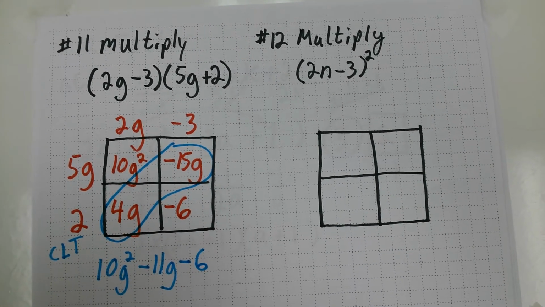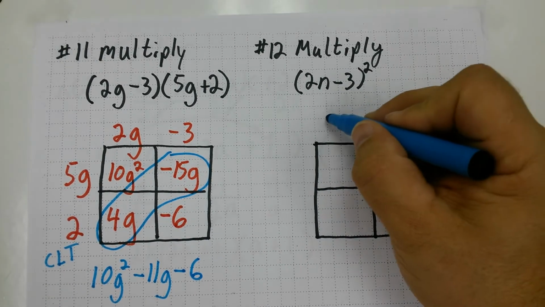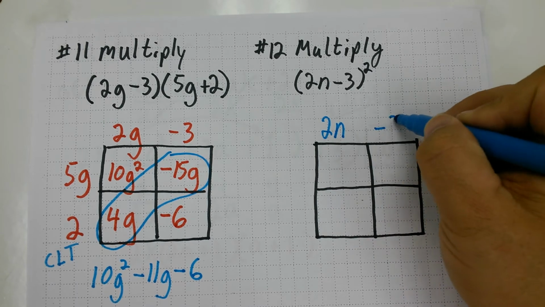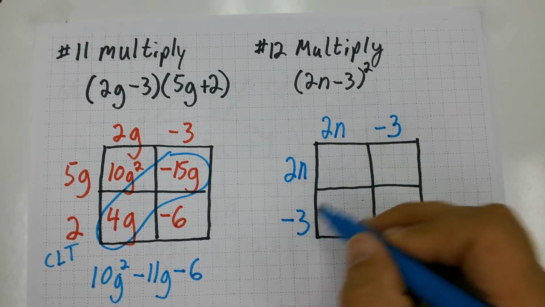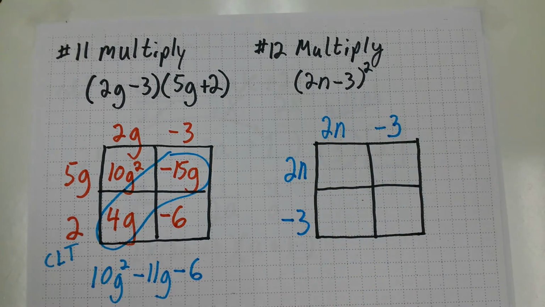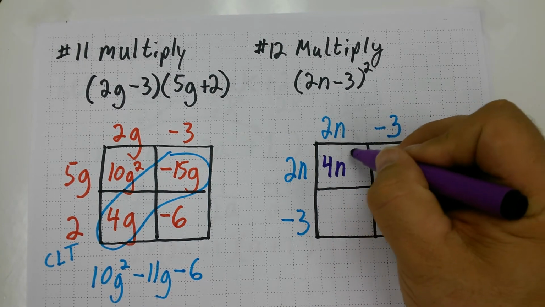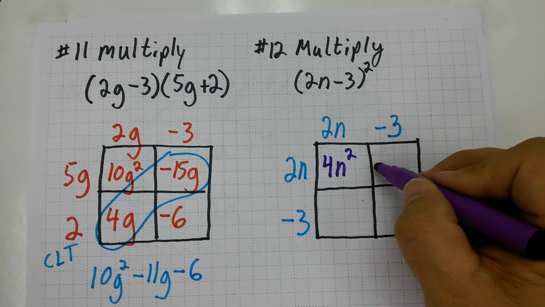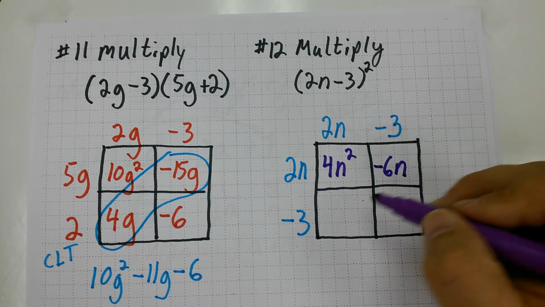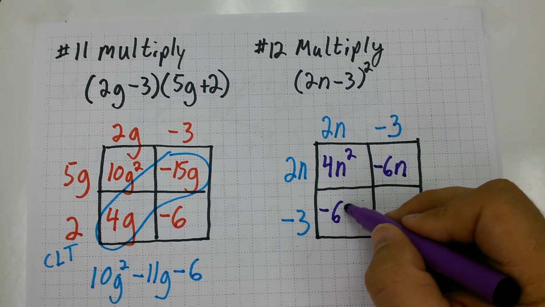It's the same type of problem, and I rewrote that as 2n minus 3 times 2n minus 3. That's what that means. You multiply it twice. So let's see. 2n times 2n gives me 4n squared. 2n times negative 3 gives me negative 6n. And negative 3 times 2n gives me negative 6n.